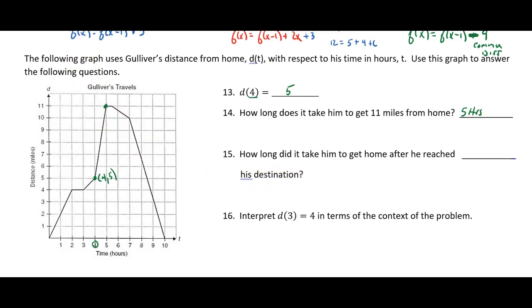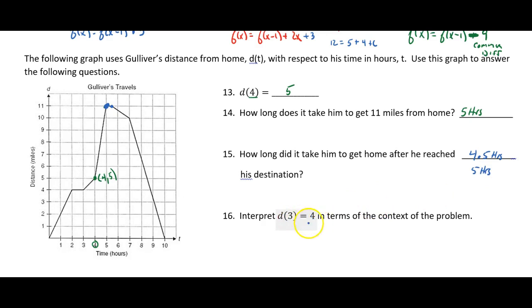How long did it take him to get home after he reached his destination? Well, once he reached his destination here, the furthest he went from home is his destination. So if I look, it took him from 5 to 10, which is 5 hours, but what I said is he was at his destination for about a half hour before he went home. So truly, it should be 4.5 hours, but I accepted 5 hours also.